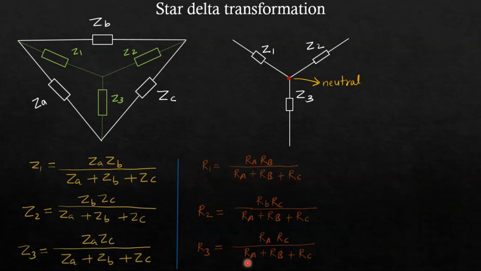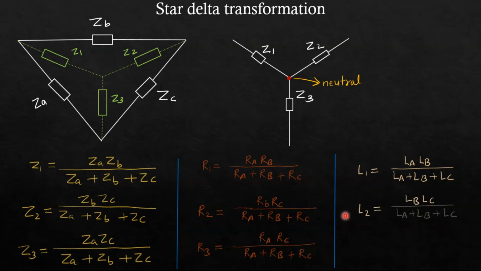So inductors also follow the same rule as that of resistance. So the formula will remain the same. L1 will be LA into LB upon LA plus LB plus LC. Similarly, L2 will be LB into LC upon LA plus LB plus LC. Similarly, L3 will be LA into LC upon LA plus LB plus LC. So there is a simple trick to write the formula.